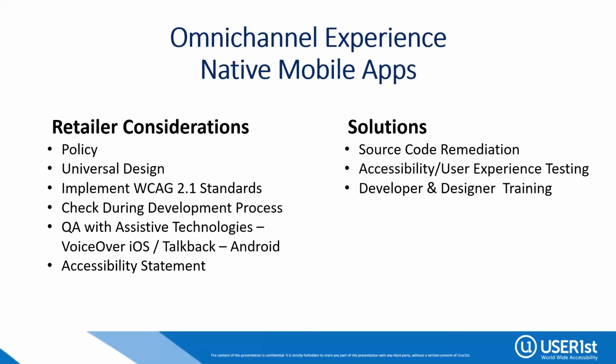When it comes to solutions to improve accessibility, currently there is no simple quick fix for native apps, or automated testing platforms. What you need to do is fix at the source code level. So accessibility testing and manual user experience testing is the best way to uncover user experience blockers and understand what needs to be improved in the application. Lastly, you want to make sure that your developers and designers are trained and knowledgeable about accessibility, since this is going to be the best way to enhance the customer experience of your native apps.